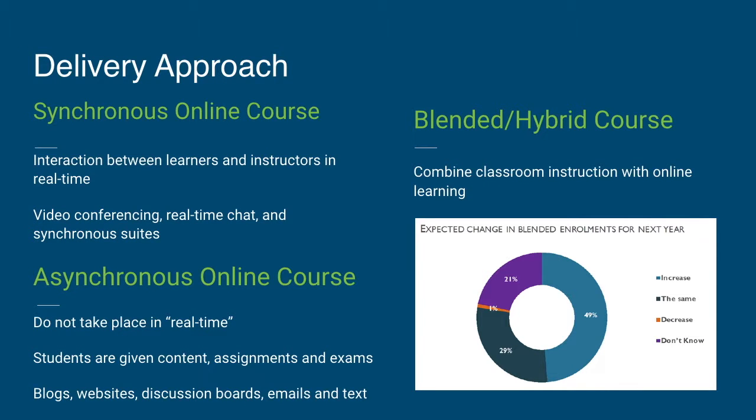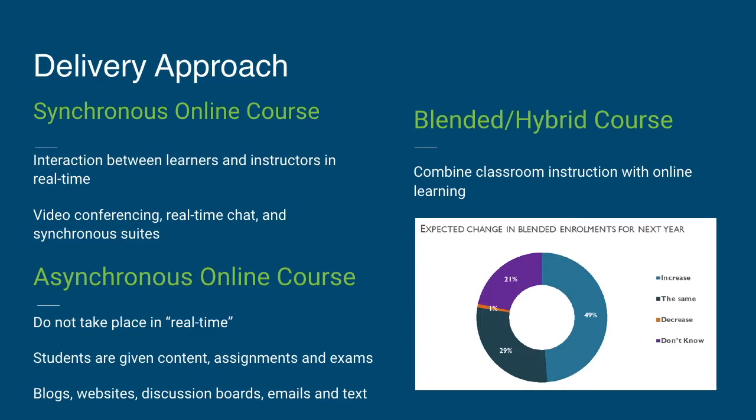Delivery approach in online learning for higher education. Synchronous learning requires interaction between learners and instructors in real time. The technology used for this type are video conferencing, real-time chat, and synchronous suites.